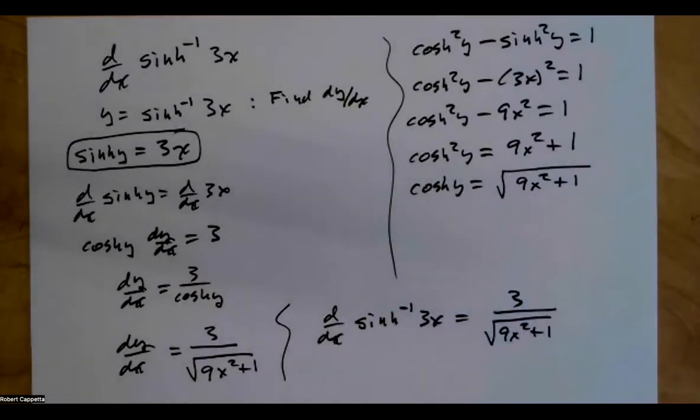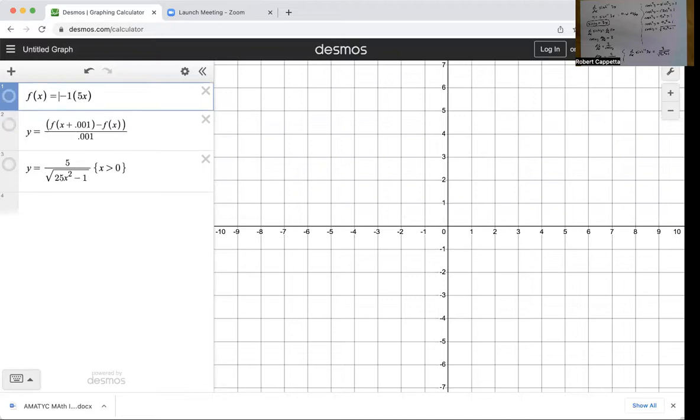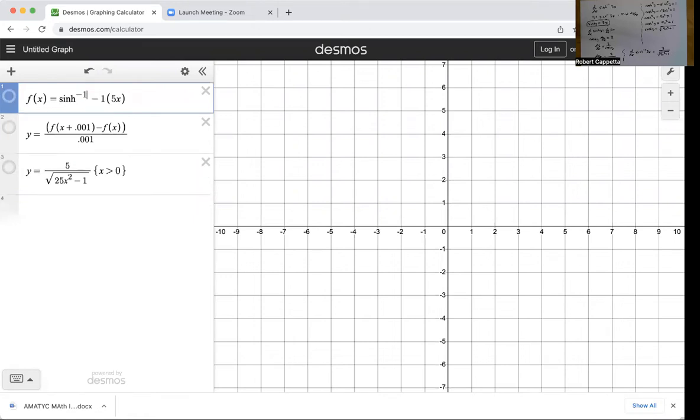So let's go back to Desmos and let's check that. So instead of inverse cosh, doing inverse sinh here, and we want inverse sinh of 3x. Let's see what that looks like first. We'll turn that one on. Inverse sinh of 3x. Again, let's look at the derivatives. Function is always increasing. Derivative is never negative. Domain here, though, is all real numbers. That's a little bit of a change from what we had before. So that's our inverse sinh of 3x.